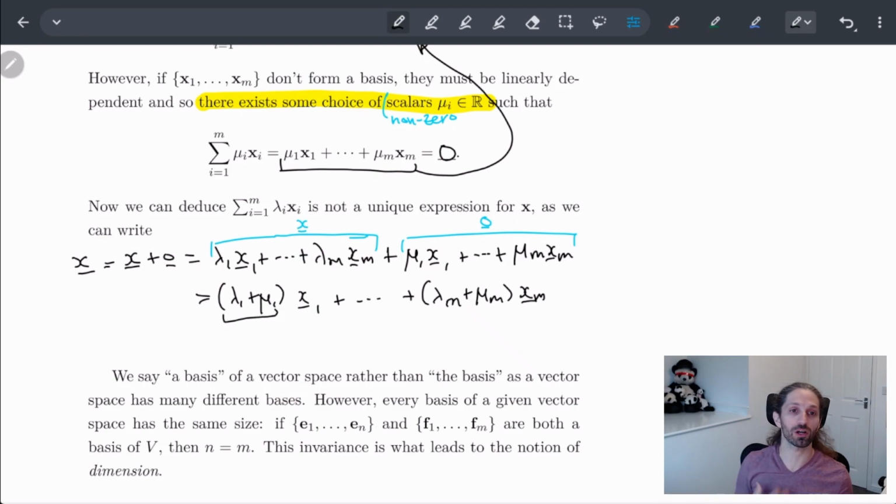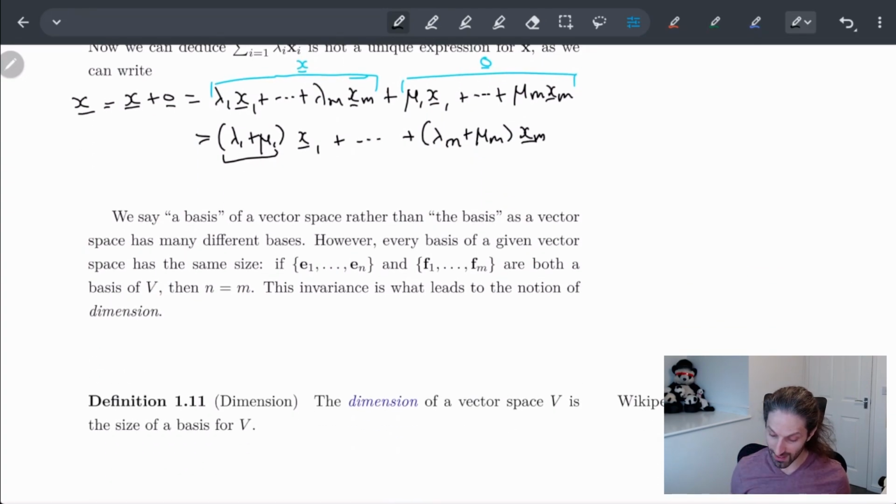Now, one thing you probably also clocked was that I never said the basis. Well, I hope I never said the basis. That's because we're always going to talk about a basis, since there are many different choices of bases, and so there might be multiple different ways. But one thing that always holds is that the size is always the same. Every basis of a given vector space has the same size, and this gives us what's called the dimension.